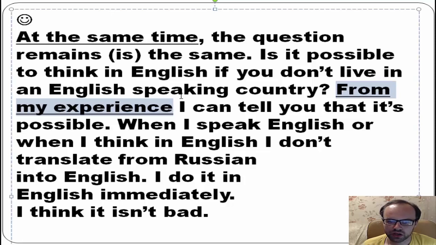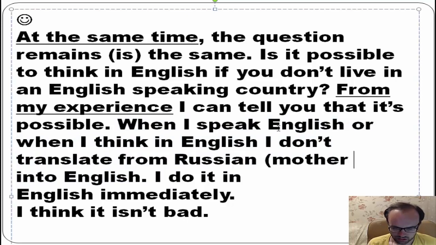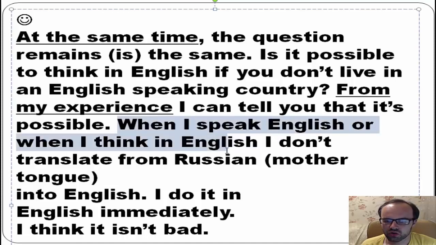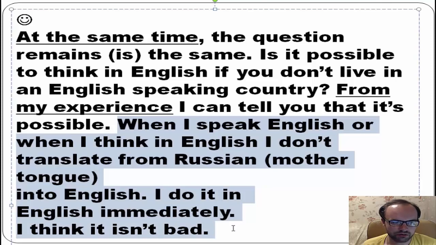When I speak English, or when I think in English, I don't translate from Russian into English. You know that Russian is my mother tongue, so it means that I was born in Russia. It isn't a secret. So when I speak English or think in English, I don't translate, I speak automatically without translation. So only English words, only English phrases in my head. I do it in English immediately. I think it isn't bad, and you'll agree with me, right?